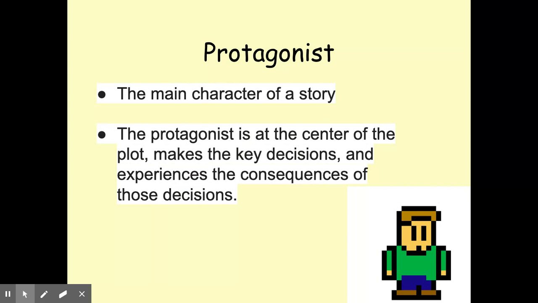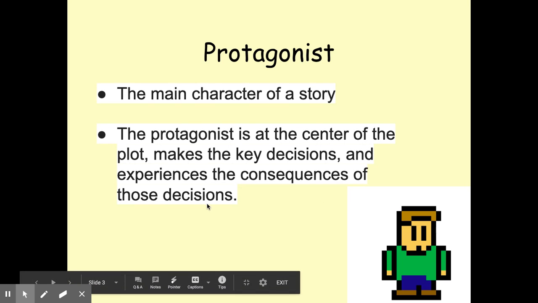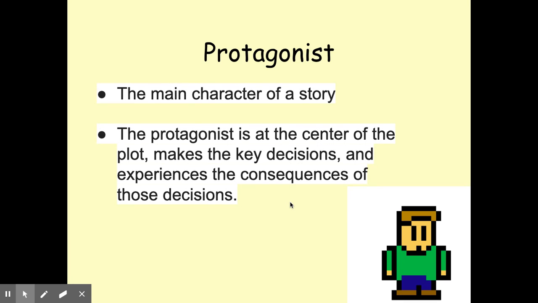In every story, you're also going to have a protagonist. The protagonist is the main character of a story. The protagonist is at the center of the plot. They usually make the decisions and they experience the consequences of the decisions. Sometimes a story will even be told from the protagonist's perspective.